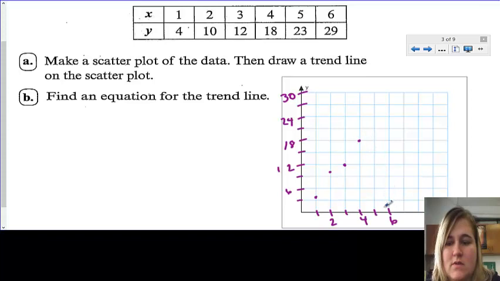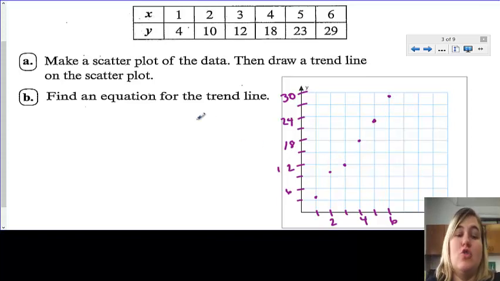The next one is 5, 23. So it's going to be over 5 and just under that 24 mark. And my last one is at 6, 29, which is going to be just under that 30 mark. Okay. So now what we need to do is draw a trend line.